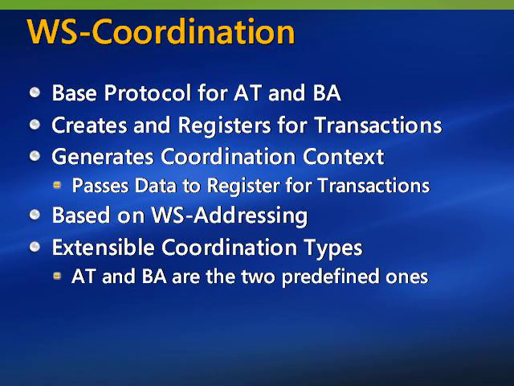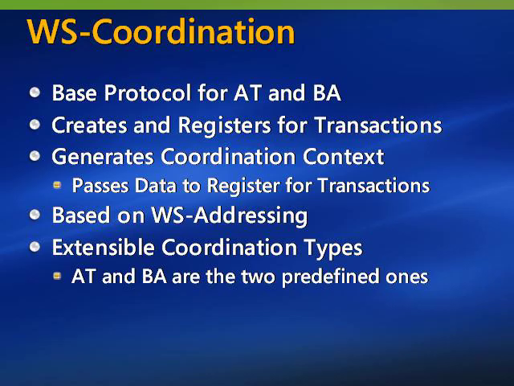WS Coordination is the base protocol for AT and BA. We took all the plumbing that is used to create coordination contexts and to register for a transaction and put it in a central place. It's based on WS Addressing, and it has the 2 coordination types today, but it is extensible to more.